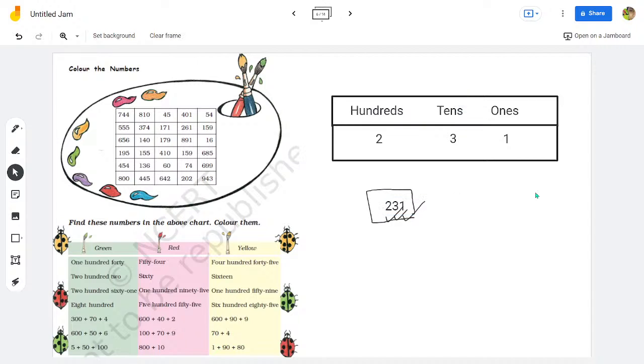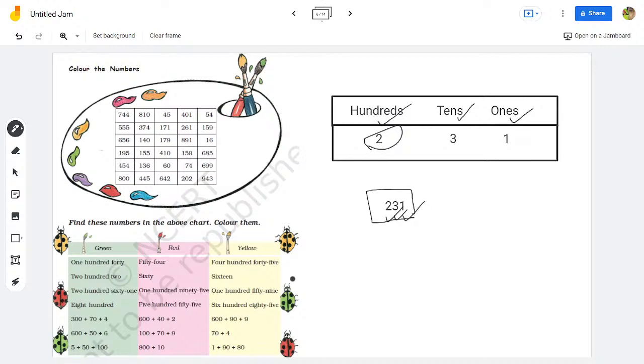So this altogether makes 231, which is a 3-digit number. Now we have many such numbers like 999, 436, 745. Any number which has 3 digits is called a 3-digit number. And any such number will have the first digit, that is 2 or any digit, in the hundreds column. Then the next digit would be in the tens column, and the last digit would be in the ones column.